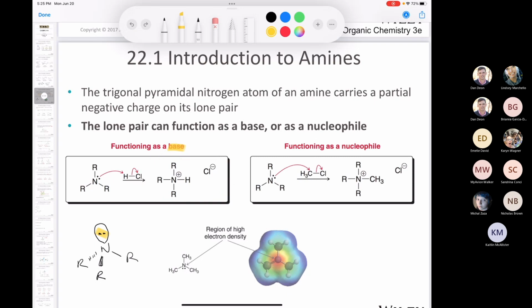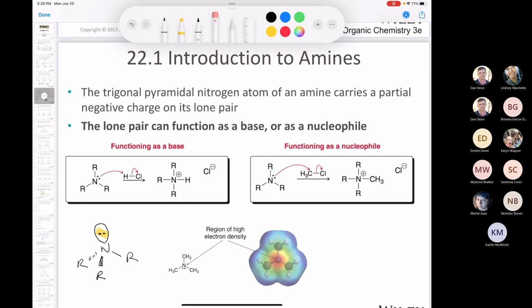And in the second reaction here, it's just functioning as a nucleophile, right? This is our nucleophile. Here's our electrophile. And again, you're ending up making an alkyl ammonium salt. So the amine, again, can act as a nucleophile or a base. That lone pair, very important.